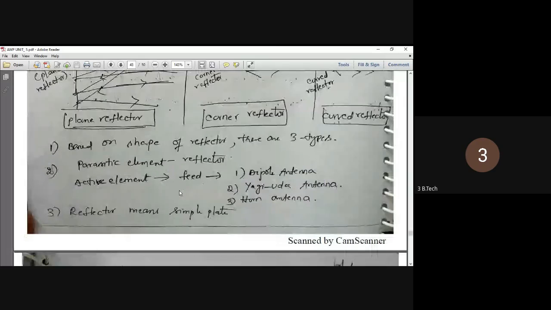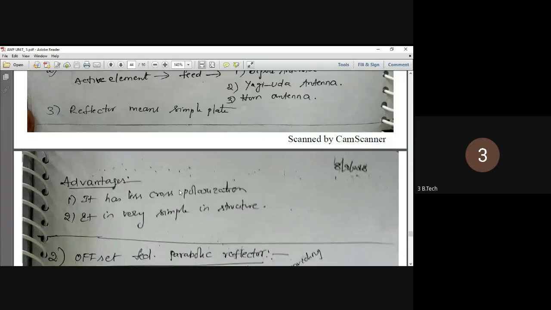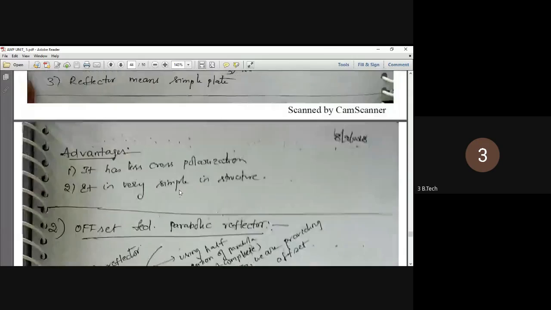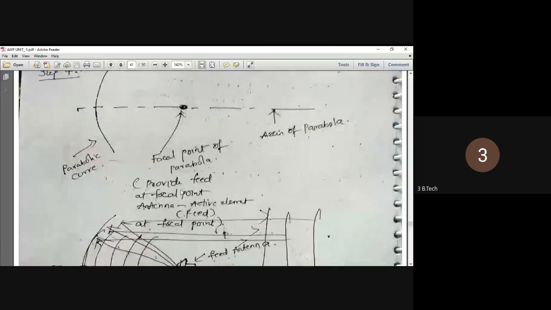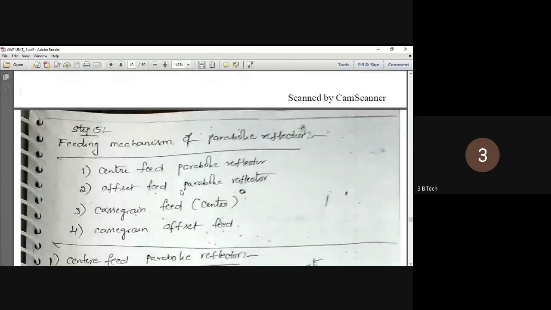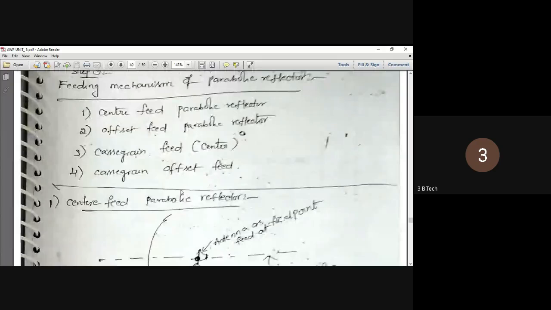Right. Now there are 4 feed techniques. Reflector means a simple plate. So there are 4 feed techniques in reflector antennas. We'll see what the 4 feeding mechanisms are. Very important: feeding mechanisms of the parabolic reflector. First one is center feed parabolic reflector. Second one is offset feed parabolic reflector. Third one is Cassegrain feed center. Fourth one is Cassegrain offset feed.